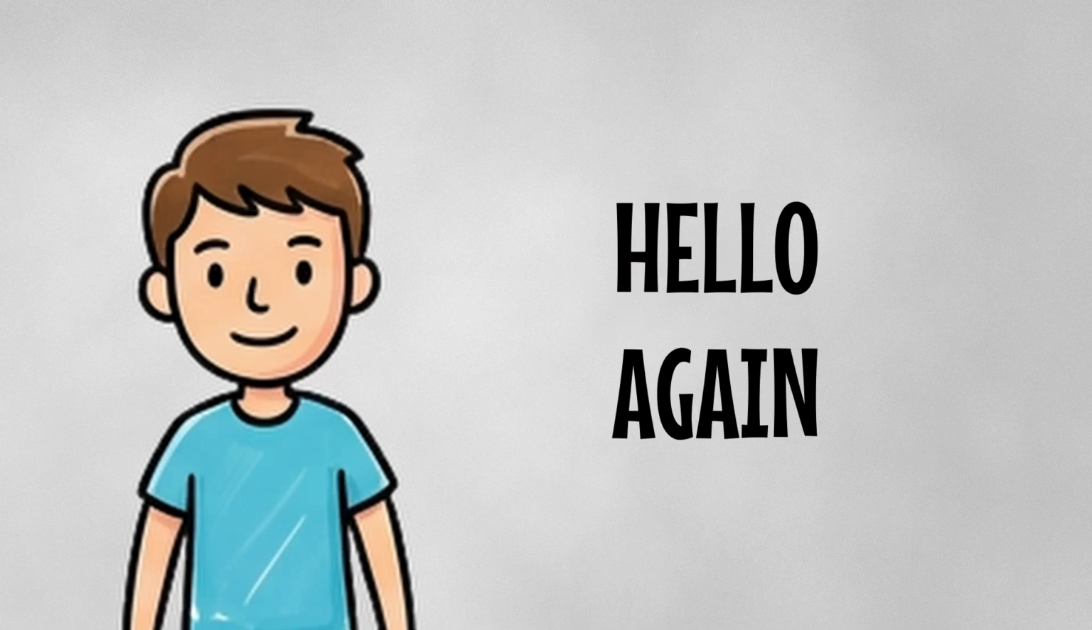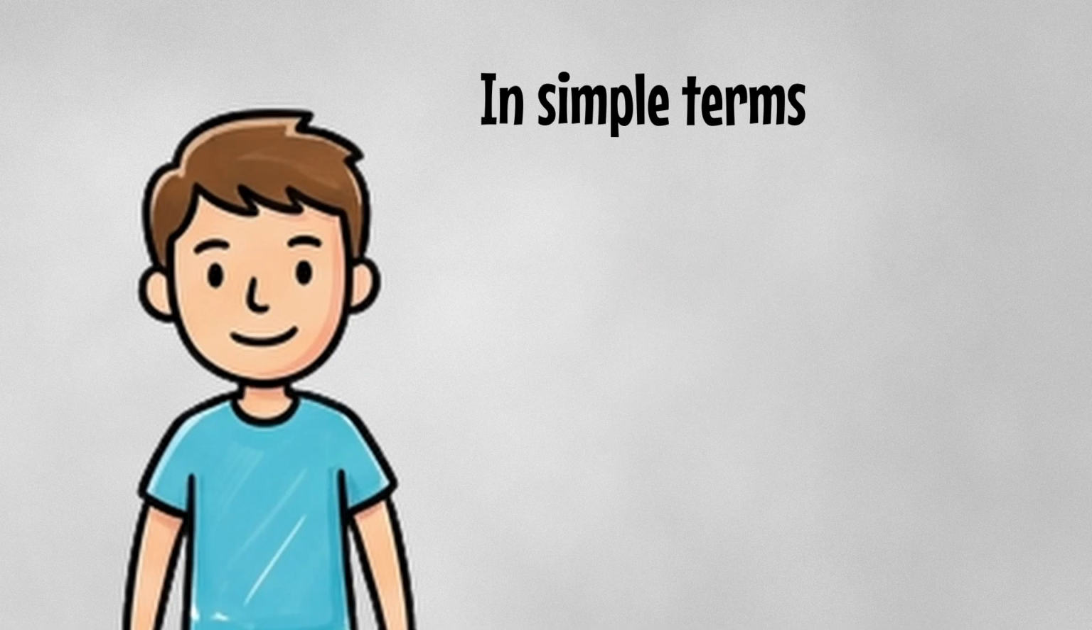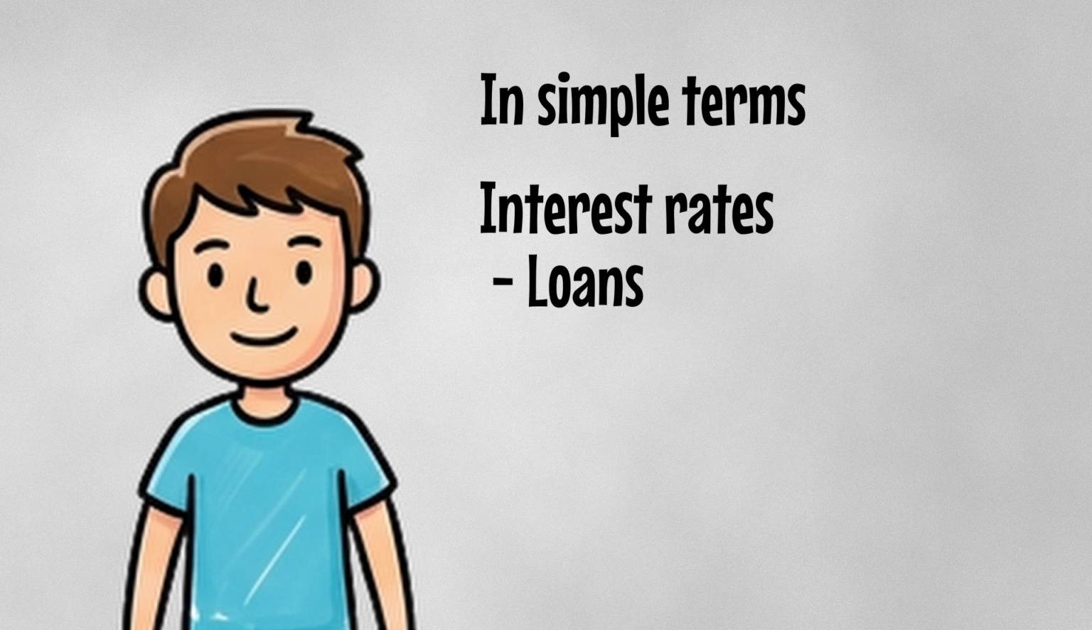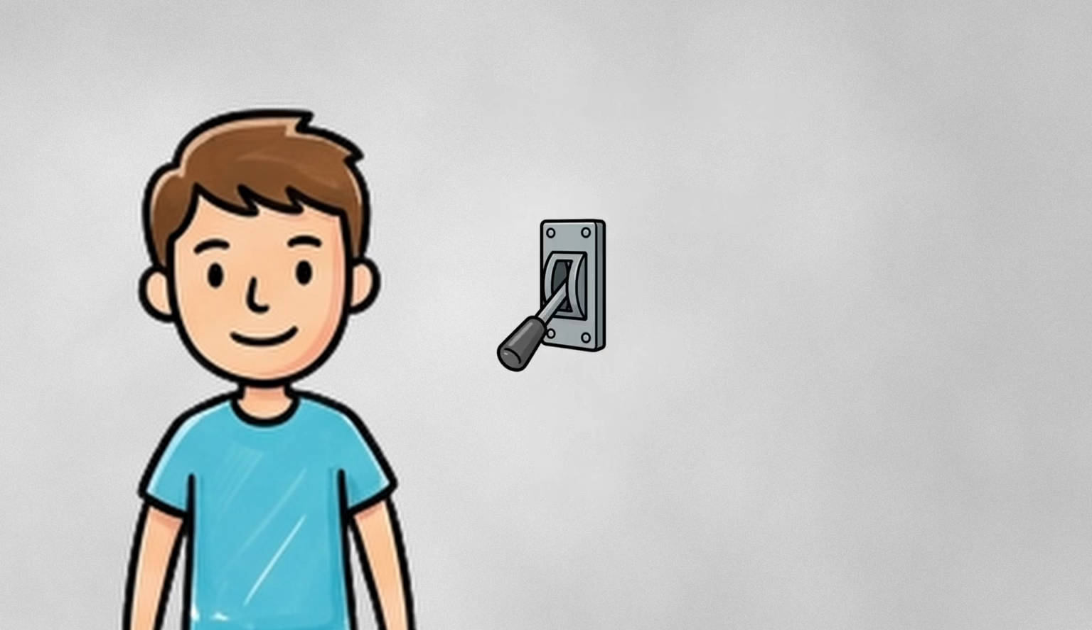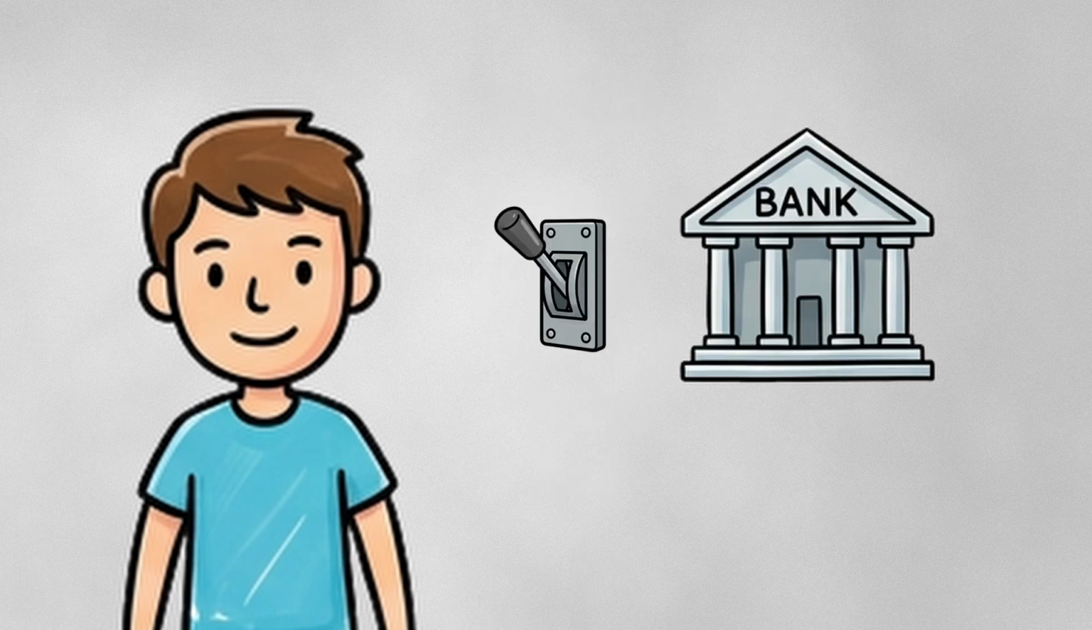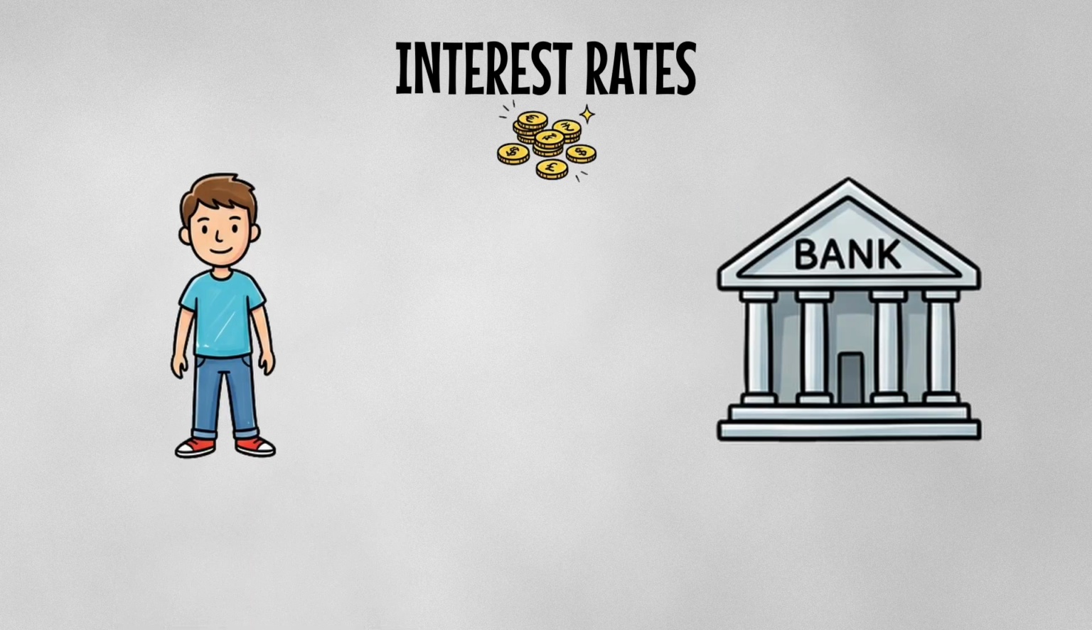Hello again. In this video, I will explain in simple terms what interest rates are, how they affect things like loans, savings, prices in stores, and even jobs. You will also see how one decision made by a central bank can slowly change everyday life without most people noticing it first. Interest rates are the cost of borrowing money, or the reward for saving money.